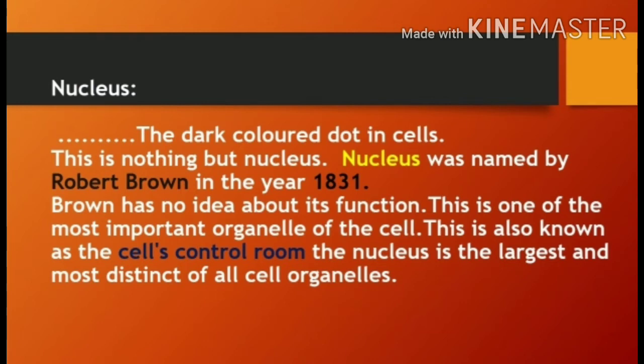The nucleus was first named by Robert Brown in the year 1831, and when he observed this he had no idea about the function of the nucleus. This is one of the most important organelles of the cell, and because of that importance it is also known as the cell's control room. The nucleus is the largest and most distinct of all cell organelles.